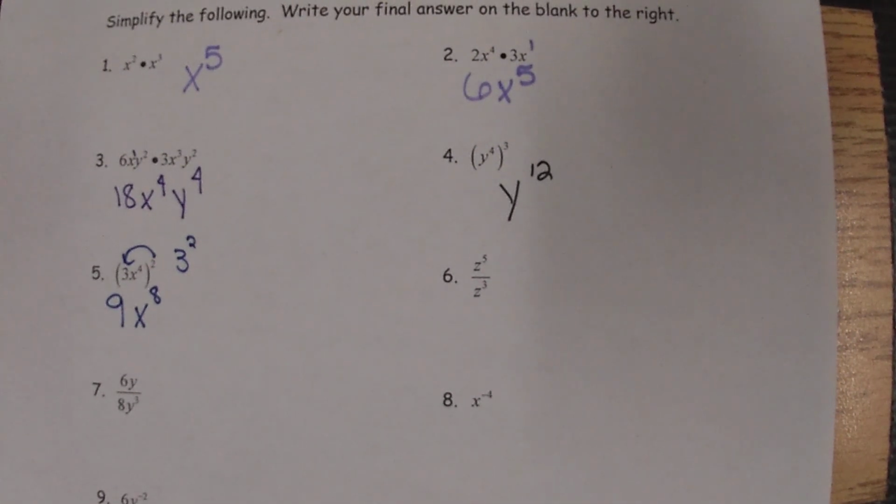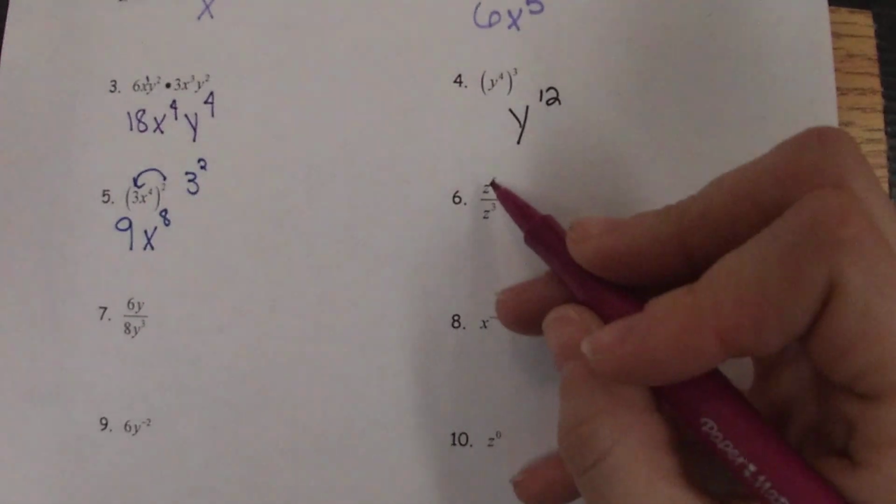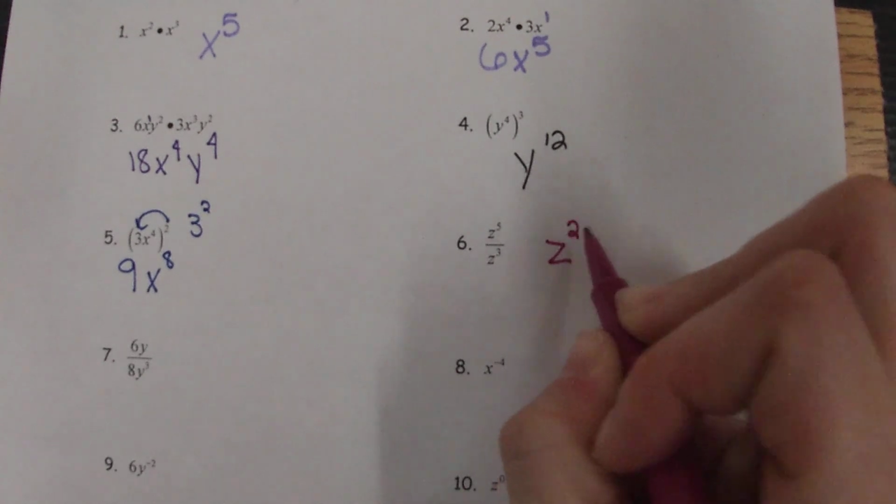Number 6, we're dividing with exponents. When we divide, we subtract. So 5 minus 3 is 2. We will get z squared.